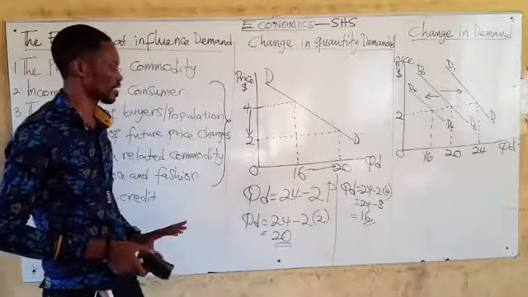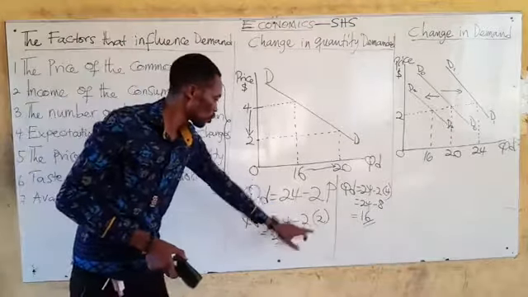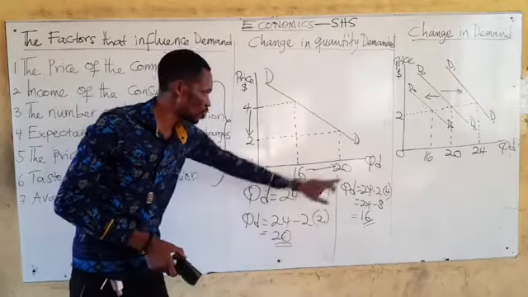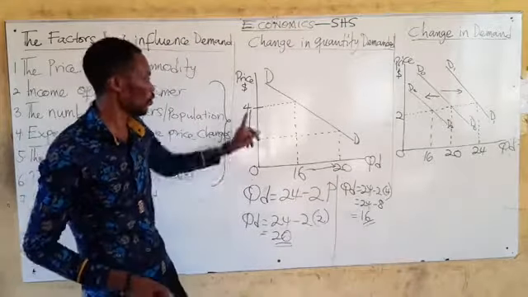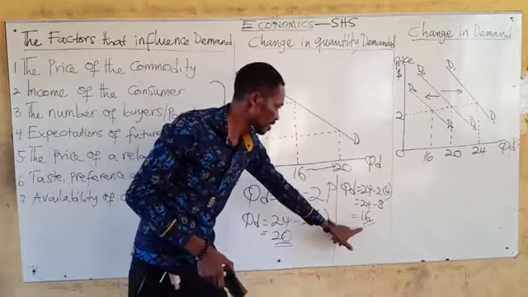So with the demand equation, when price is causing a change in quantity, this is how it is illustrated. Price of 2, you get the quantity. Let's assume it's this one. Price of 4, you put it in, this is how it's done.